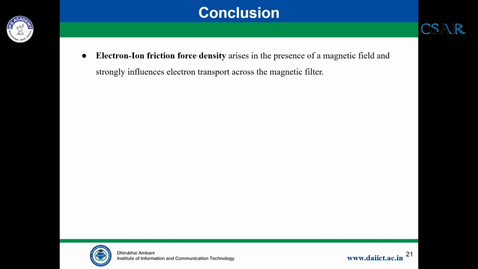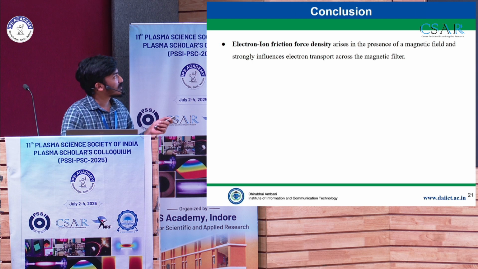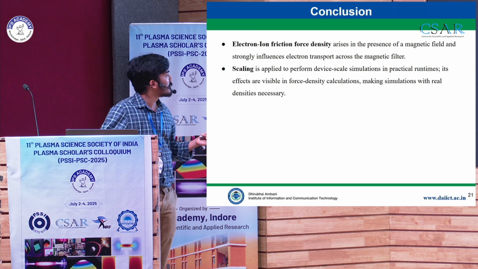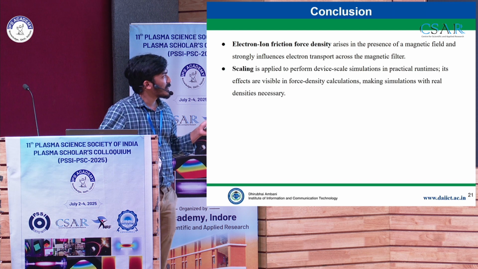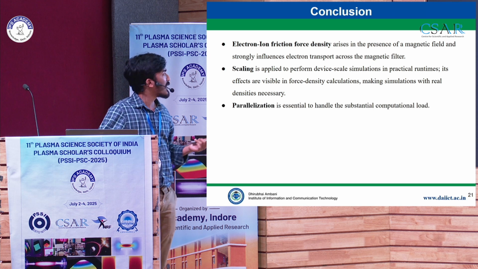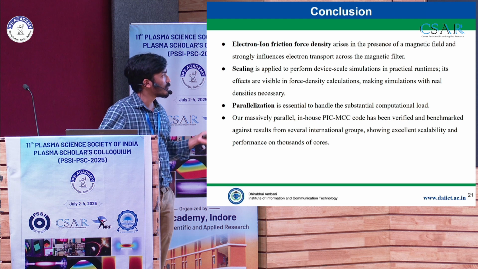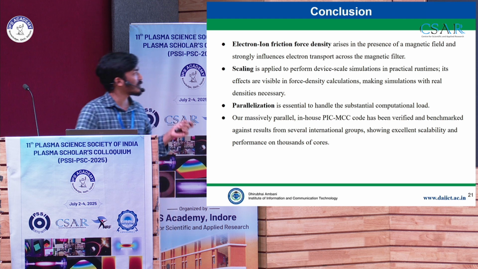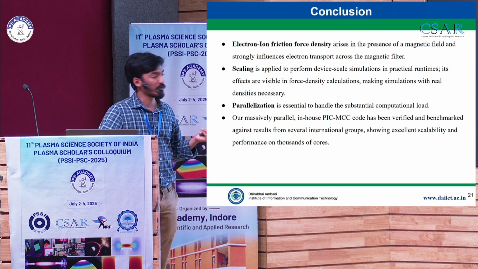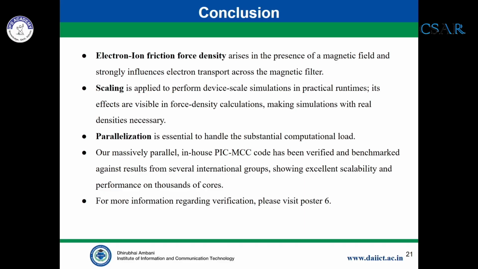So in conclusion, electron-ion friction force densities arise in the presence of a magnetic field, and they strongly influence the electron transport across the magnetic filter. Then we looked into the effect of scaling and its effect on the electron-ion friction force, and why parallelization is important. I have shown results from my own in-house PKMCC code, which we have verified and benchmarked against several international groups. We have a very good, scalable and accurate code. For more information regarding the verification of low temperature plasma electrostatic codes, you can go to poster number 6, where Ayushi will be presenting results from our own code. Thank you.